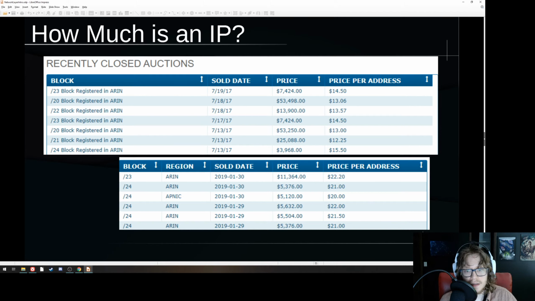You want to buy as big of a block as you can. It makes the routing and the forwarding easier when you have a big block. And so typically those will go for something like, I don't know, 10, 20, 25 bucks an address. Also, sometimes people want a certain block. They want a particular number, and they'll be willing to pay more for it.